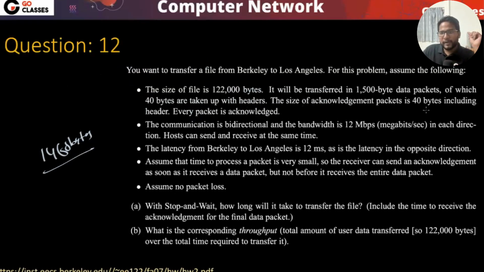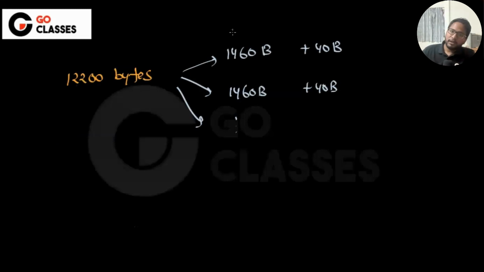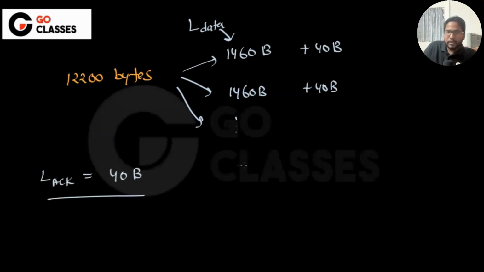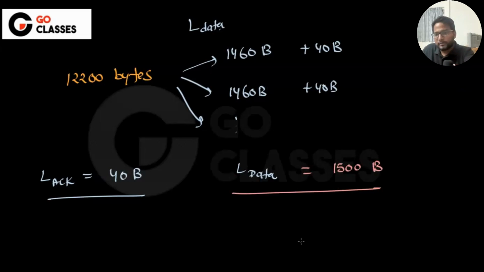The size of the acknowledgement packet is 40 bytes, including a header, and every packet is acknowledged. So they are also saying that this is the size or the length of the data. They're also saying the length of ACK, including the header, is 40 bytes. And the length of the data, including header only, can you tell me how much it is? 1500 bytes, including header. Okay. This information is including header.